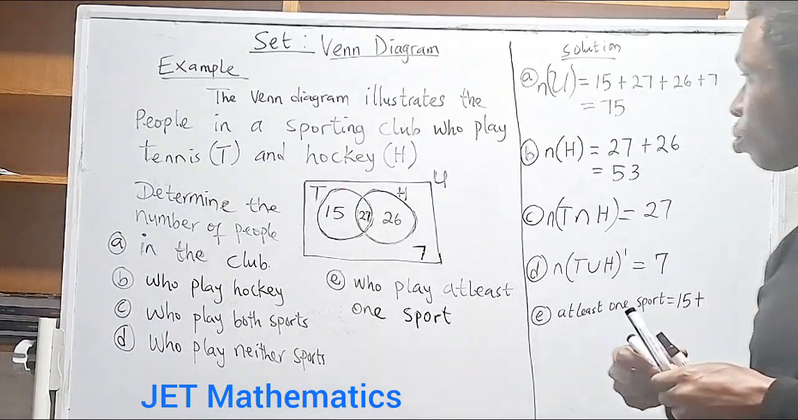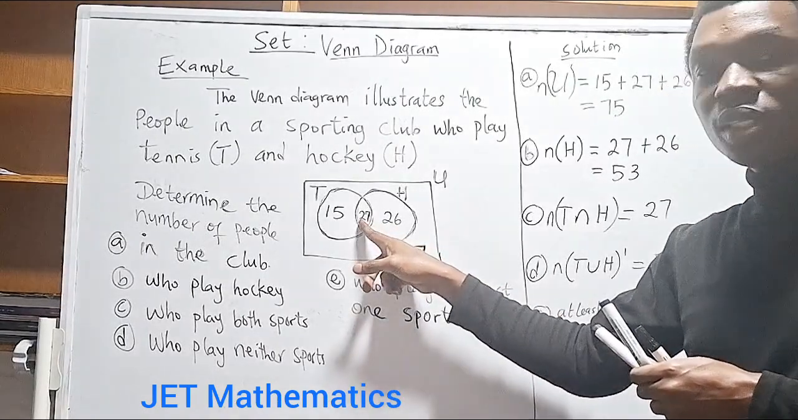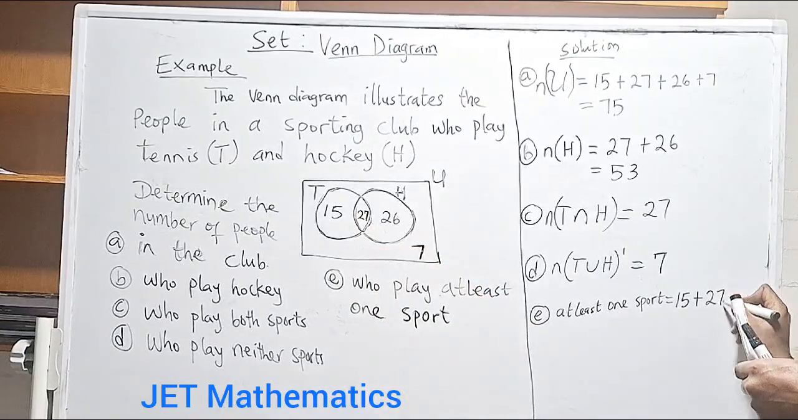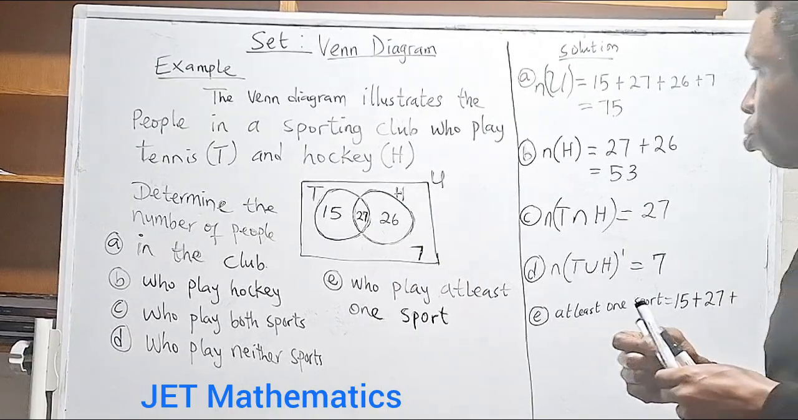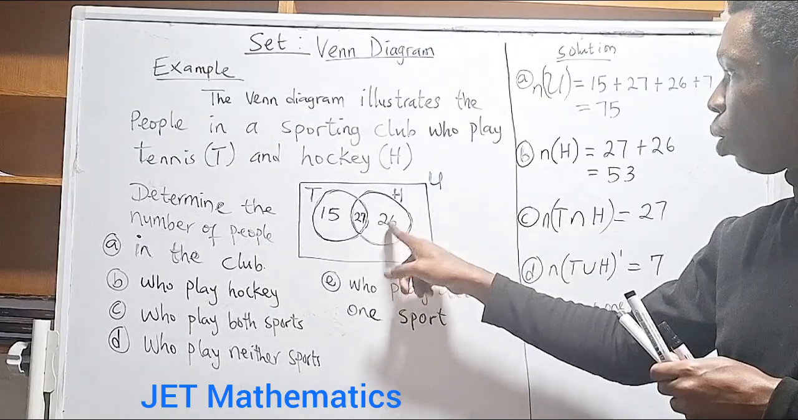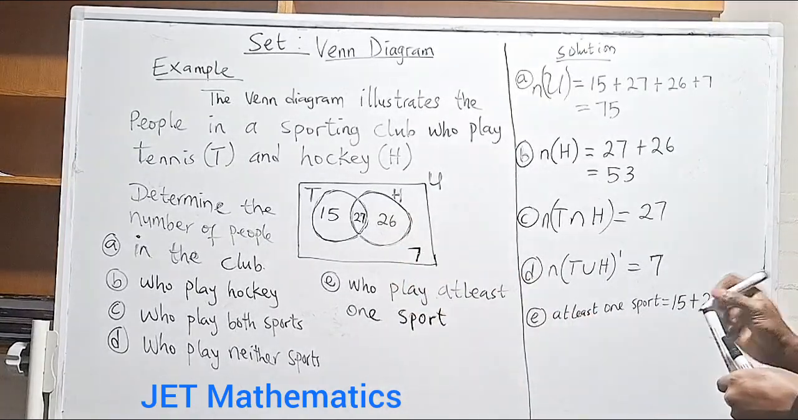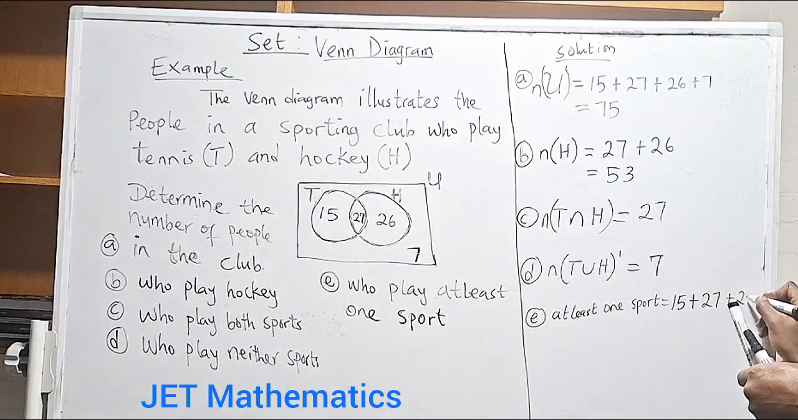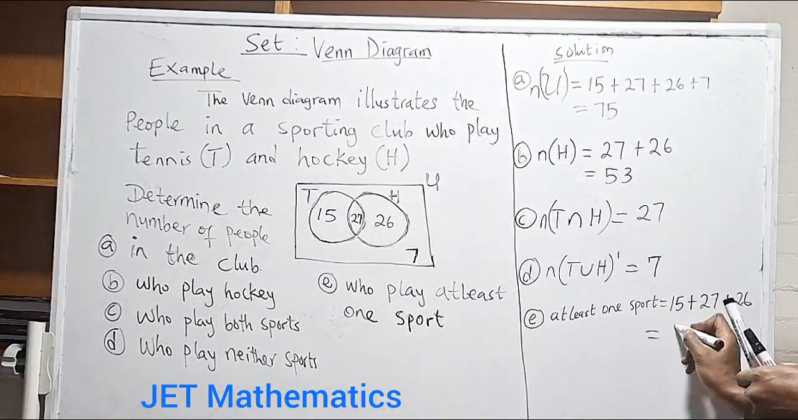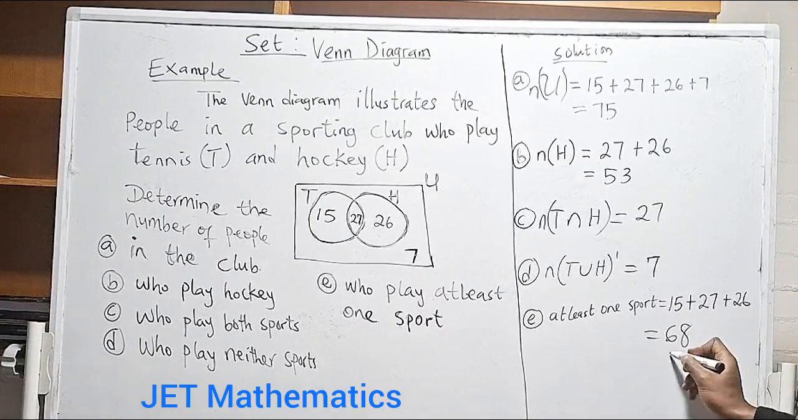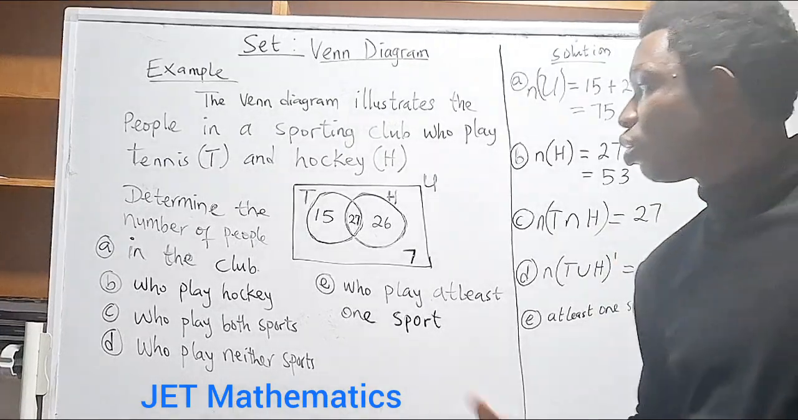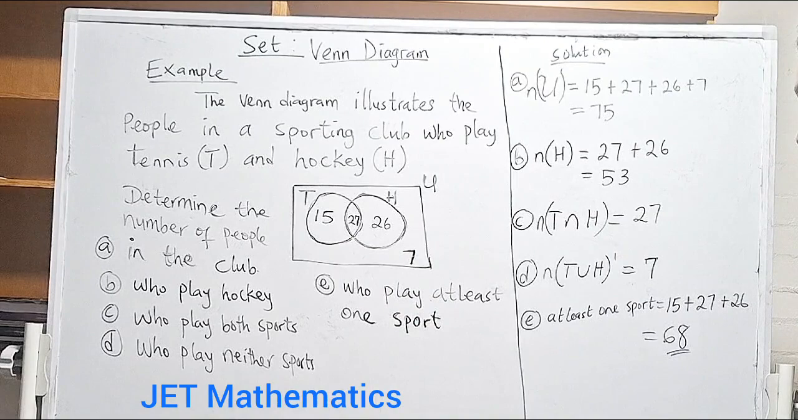plus 27 people who played tennis and hockey. So plus 27. And then 26 persons played only hockey, and that gives us 26. So this 53 plus 15, that gives us 68 persons. Alright, so this is how you basically solve problems using Venn diagram.